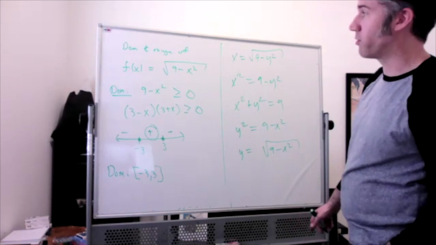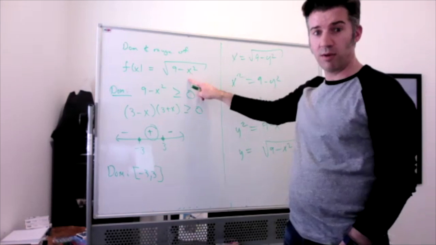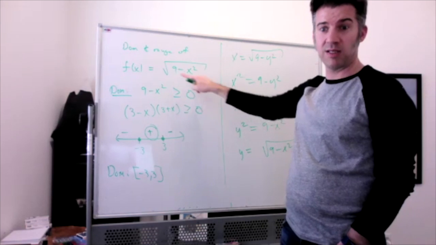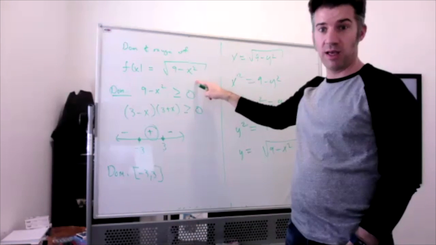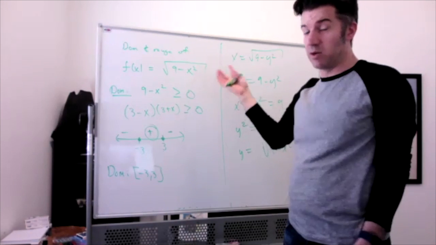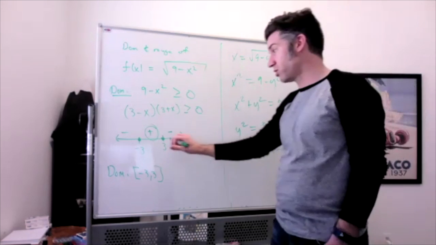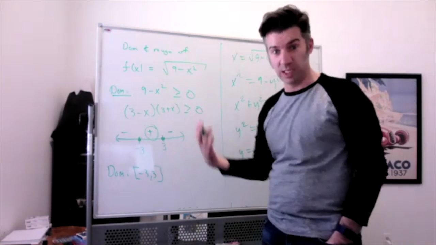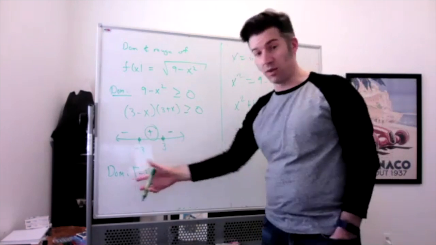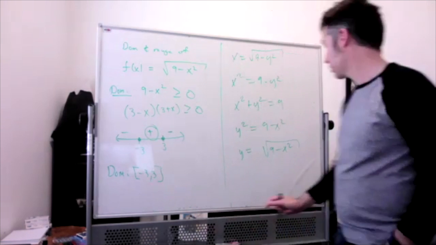We do include the 3 because if you plug in 3, 9 minus 3 squared is 9 minus 9, and 9 minus 9 is 0, and the square root of 0 is a real number. The square root of 0 is 0. So for square roots, you always include the points that make the insides equal to 0. So we do include the 3 and the negative 3 here.